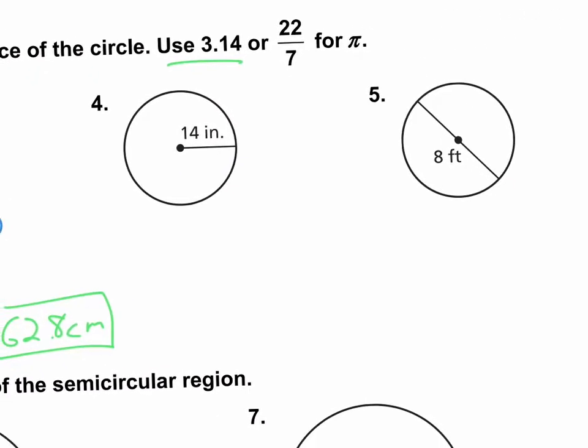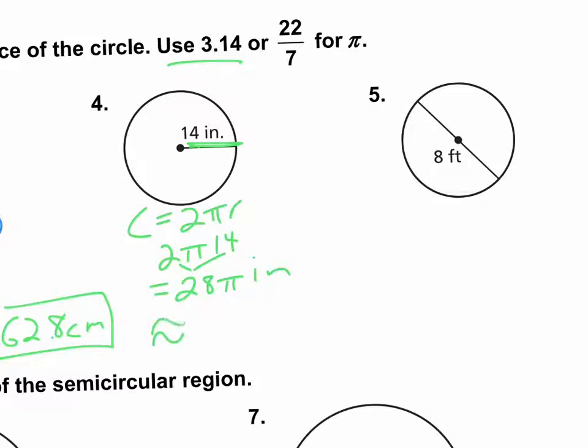Okay, here, so circumference is again equal to 2 pi r. They already gave you the radius, which is halfway across, so now I have 2 times pi times 14. So I'm going to do 14 times 2, which is 28 pi, and then inches, right? This is my exact. Now my approximate, I'm going to type in my calculator 28 times 3.14, which gives you 87.92, and this is inches, so that would be your approximate answer.